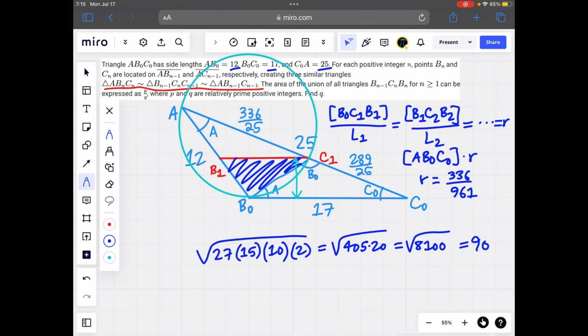So we have R equals 336 over 961. And we want to multiply that by 90. So we have the area of the union U is equal to 90 times 336 over 961. And this can be expressed as P over Q, where P and Q are relatively prime positive integers. P is 90 times 336, and Q is 961.